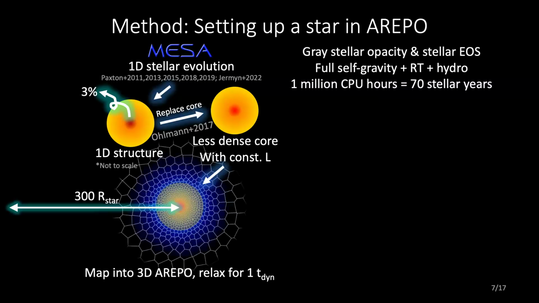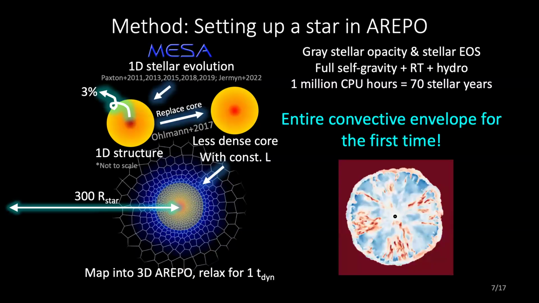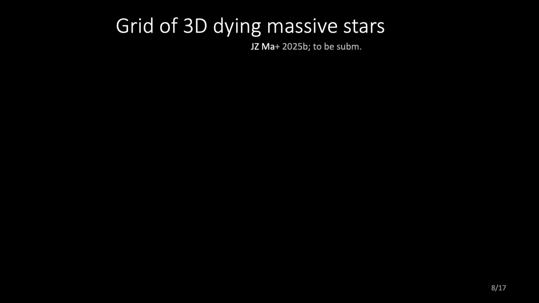These are just some technical details. One of our simulations takes about 1 million CPU hours to run. With this, we can achieve, for the first time, the simulation of the entire convective envelope. Just to show you, this is a 2D slice of the convective pattern in my simulation. This is the inner boundary you can achieve in Athena++. This is the inner boundary you can achieve with the other code I used before. And this is what we can do now with AREPO, where we simulate the whole convective envelope. With this, I built a small grid of these 3D dying massive stars.